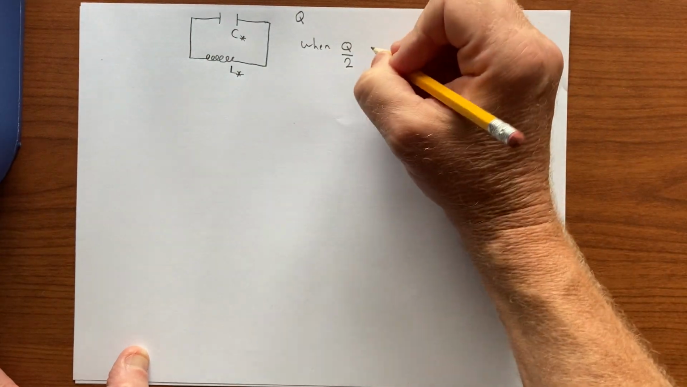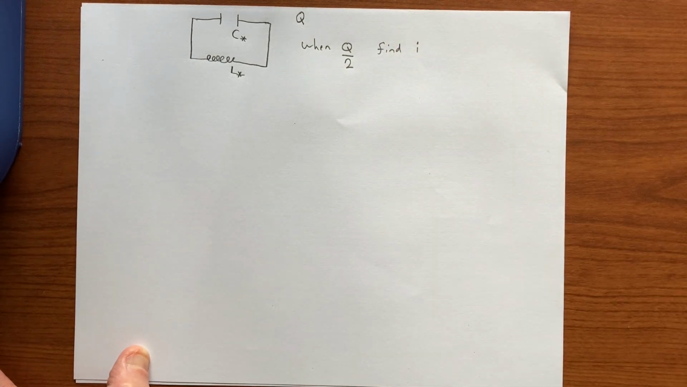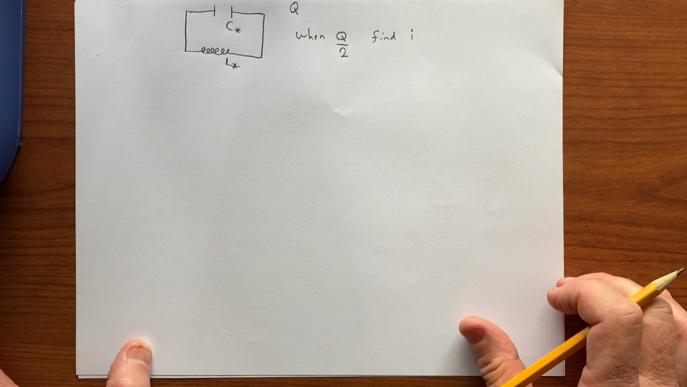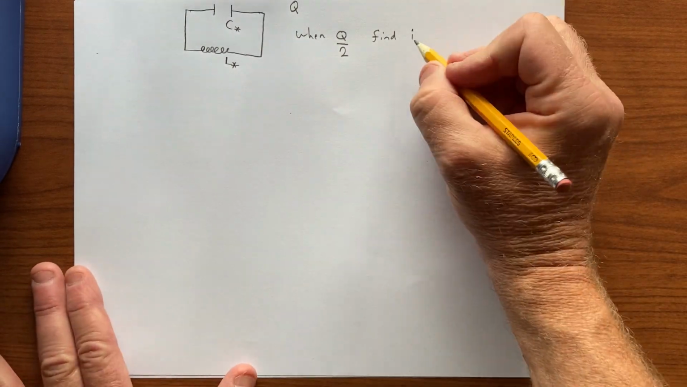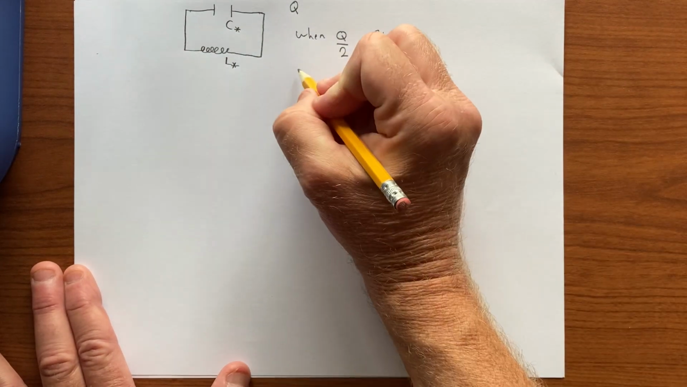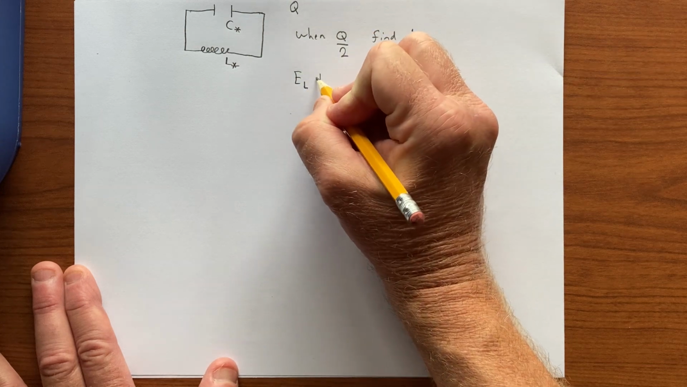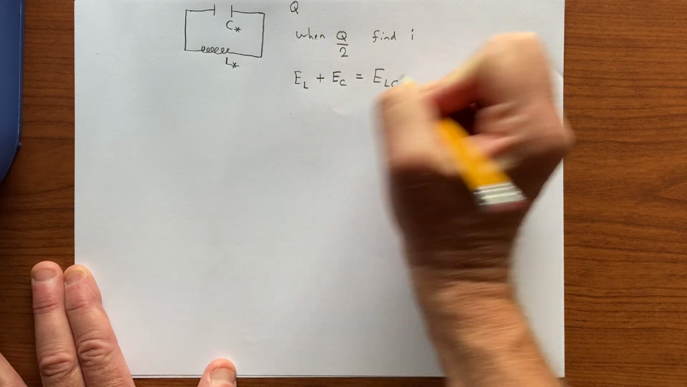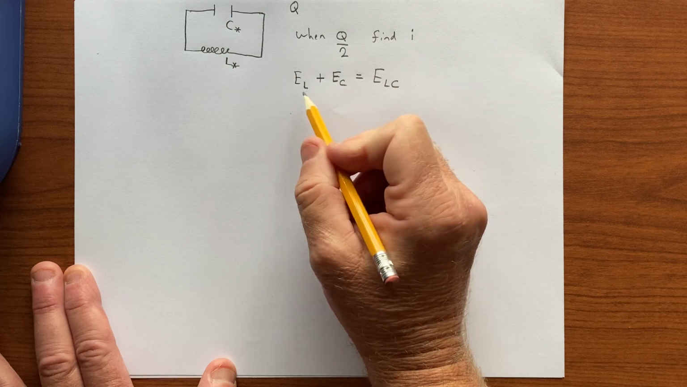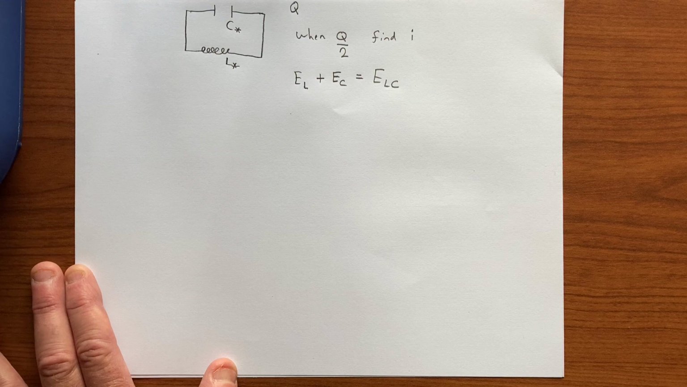And at that moment, let's say we're asked to find the current. Okay, so let's find the current I when the charge in the capacitor is half of the initial value. So the unknown is the current, and so we know that the energy in the inductor can be written in terms of current. And if we use that, then energy conservation tells us that the energy in the inductor plus the energy in the capacitor is equal to the total energy, and that's a constant.